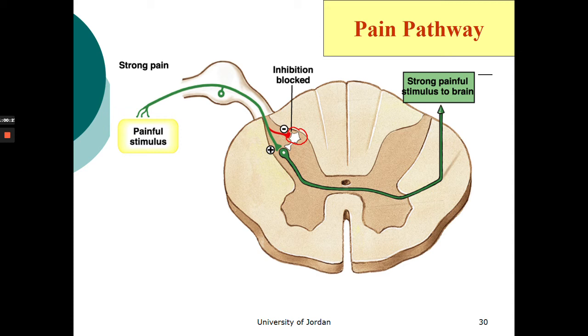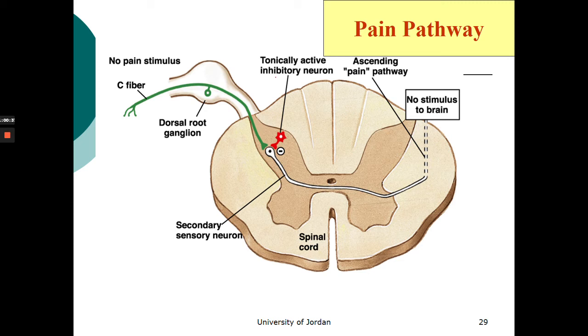the pain feeling is going to be felt. So sometimes the feeling of pain is inhibited by these tonically active interneurons. If you have some kind of small pain, that's why people differ in their threshold of pain. Some people have these tonically active interneurons more active than others. If they are more active, then the threshold for pain is going to be higher. If these tonically active inhibitory interneurons are not that active, then the threshold for pain is lower.